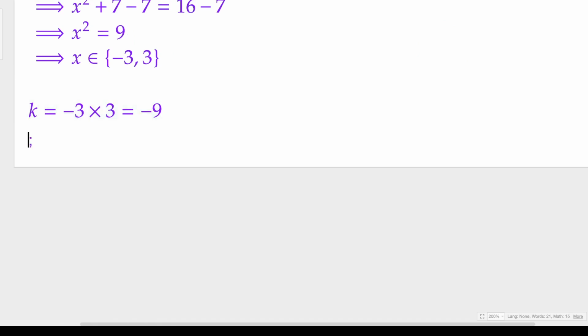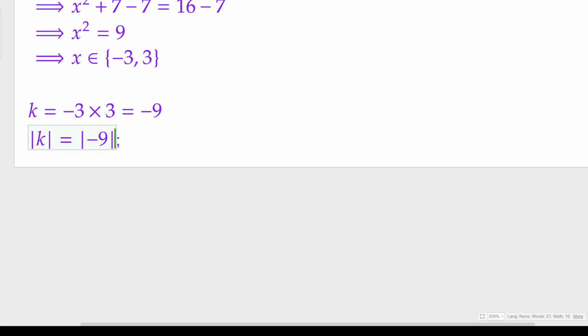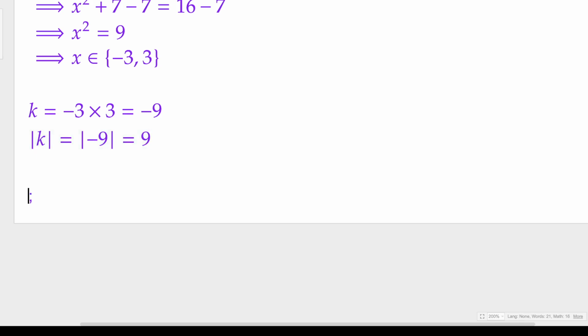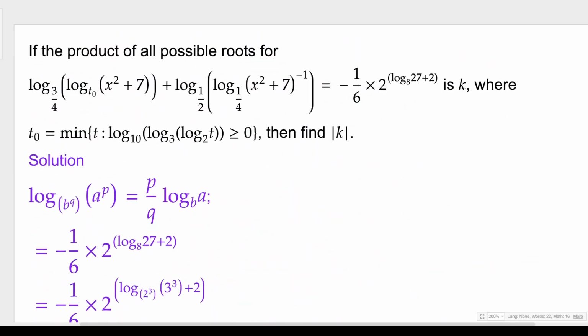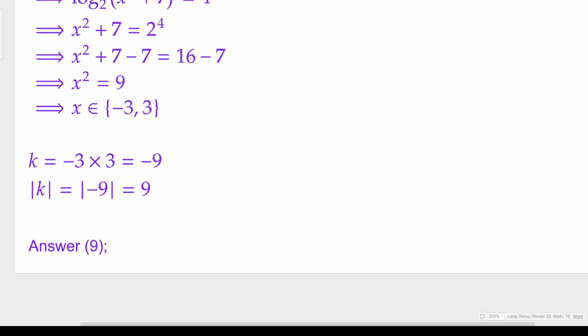But we need to compute the absolute value of k. So the absolute value of this negative 9 would be 9, and hence 9 is the answer to this particular problem statement. So that's it. We have used multiple properties of logarithms, exponents and equations, right? And hence we got the value of k, that is 9, as the answer.